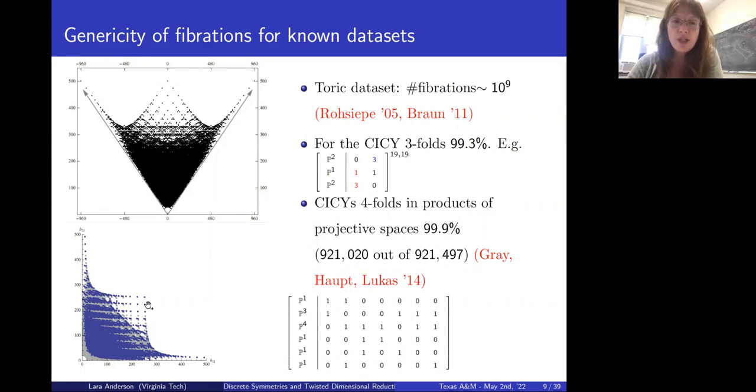But we can actually do a much deeper dive into the classes of geometries we have good control over. My collaborators and I studied this question for the case of these complete intersection Calabi-Yaus, and we found that 99.3% of them exhibited fibration structures. And for Calabi-Yau fourfolds, which were constructed more recently, about 99.9% of them exhibited fibrations.